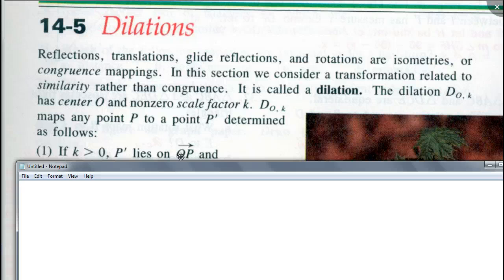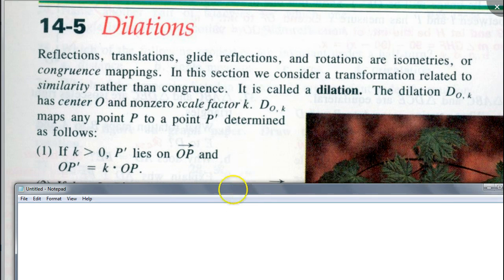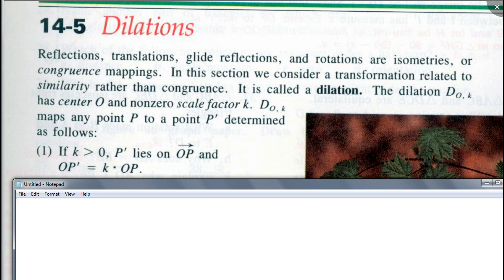You draw a ray, and it says on OP, but not exactly where, right? So let me show you where on OP the P prime will be. The length of OP prime is going to be K times the length of OP. So that's the definition of dilation, first part. If K is positive, this is what's going to happen. Right now you may not understand 100%, but as we do an example, it will make sense. But write this down right now.